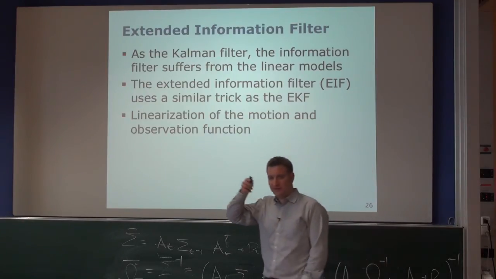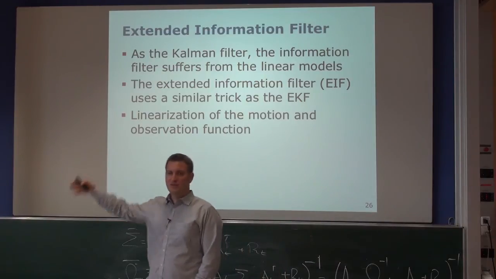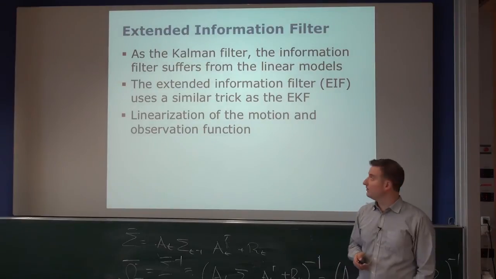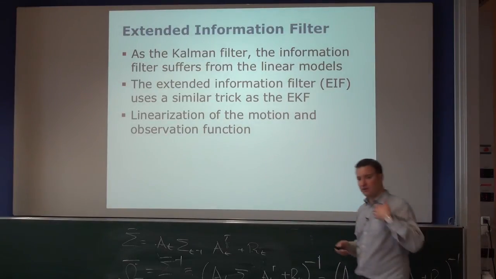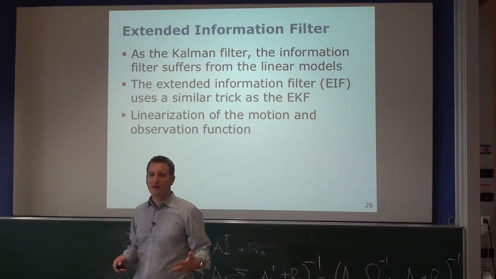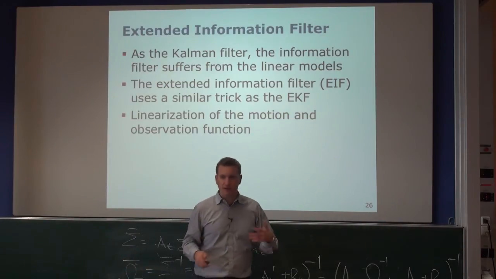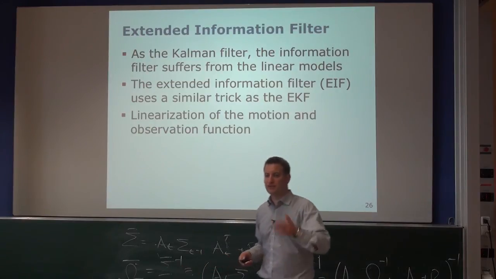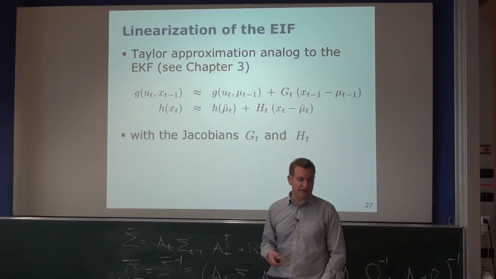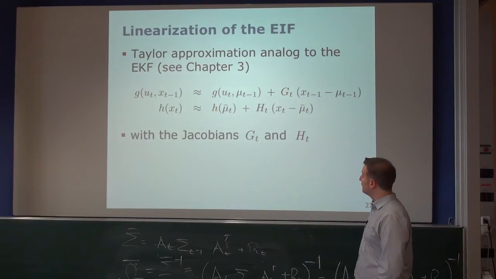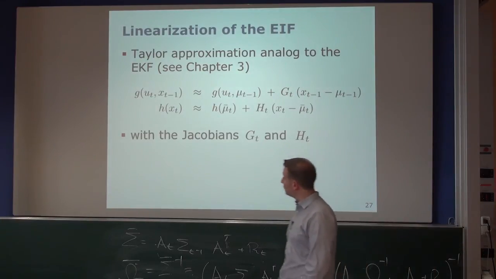The extended information filter is the dual representation of the extended Kalman filter. And what changed going from the Kalman filter to the extended Kalman filter was that we are allowing our nonlinear function g and our nonlinear function h to make the mapping for the prediction step and for the correction step, and we linearized them. And this is exactly what the extended information filter does as well.